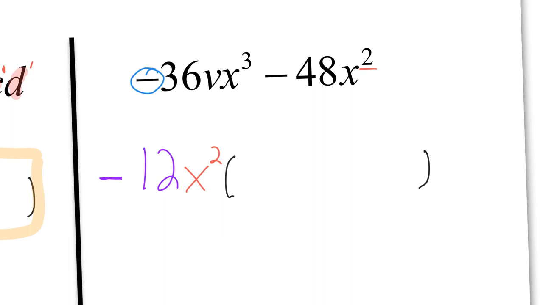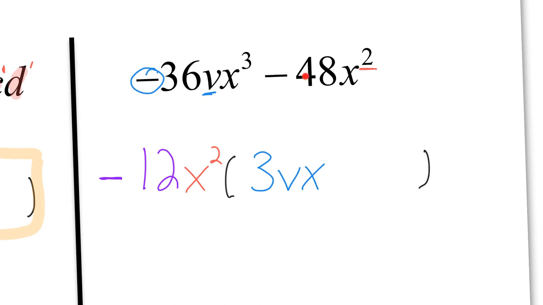So I'm going to start dividing. I have negative 36 divided by negative 12. That's going to be positive 3. I'm going to bring down the v because I didn't take out the v. So I'll just keep the v there. I have an x cubed, but I took out an x squared. So that means we have an x left right here.